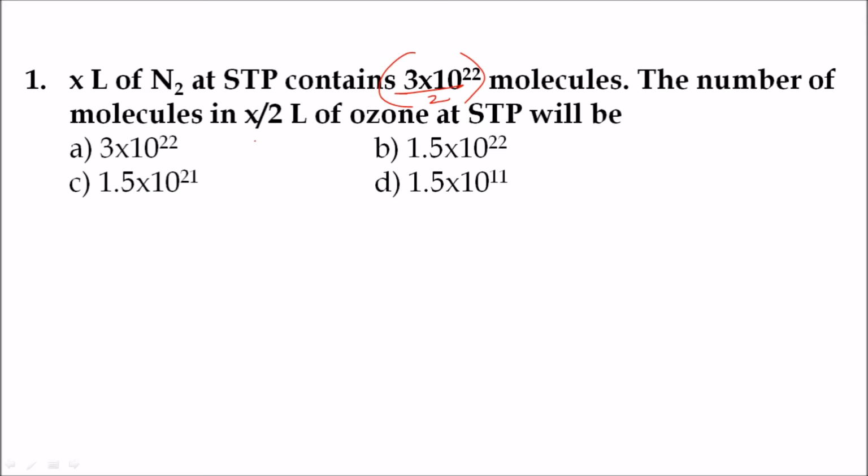What you can write now: X by 2 liter of ozone will have 3 into 10 to the 22 by 2 molecules of ozone. If you simplify it, we get the answer as 1.5 into 10 to the 22. We used only one concept here: equal volumes of gases contain equal number of molecules, and we applied that because it is at STP conditions. So the right option for this question is option B. Let's go to the second question now.